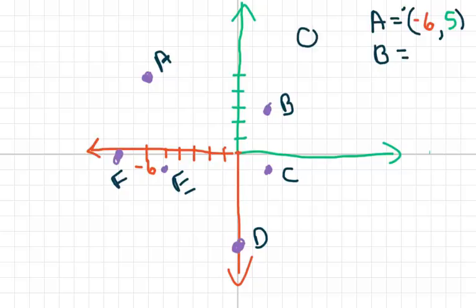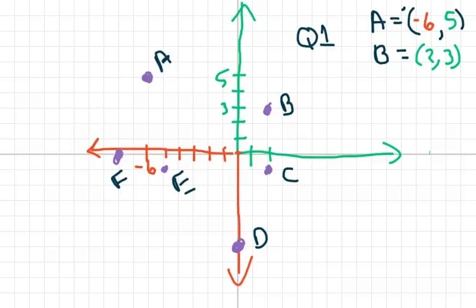So B is in quadrant 1. And if you think of it as quadrants, we know both the points are going to be positive. So we're going on the x over 2 to the right 2, and we're going up by 3. So this is 2, 3. We're going up by 3. So that's that location on the coordinate plane.